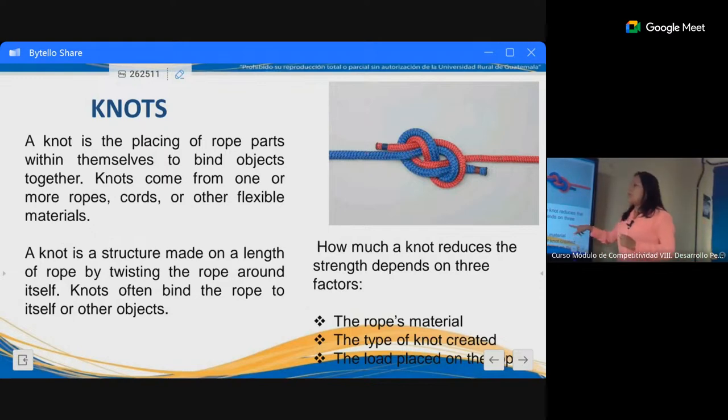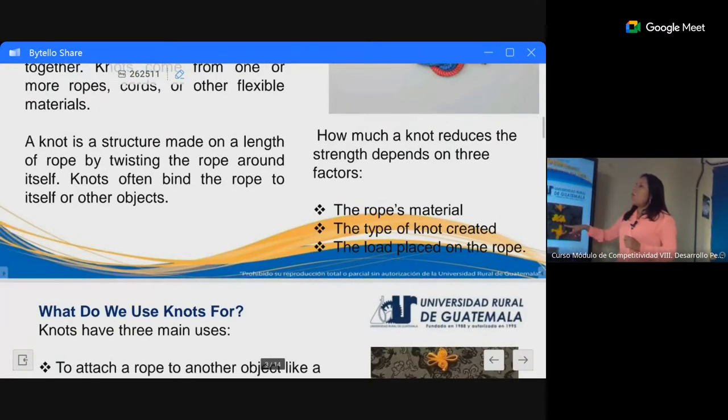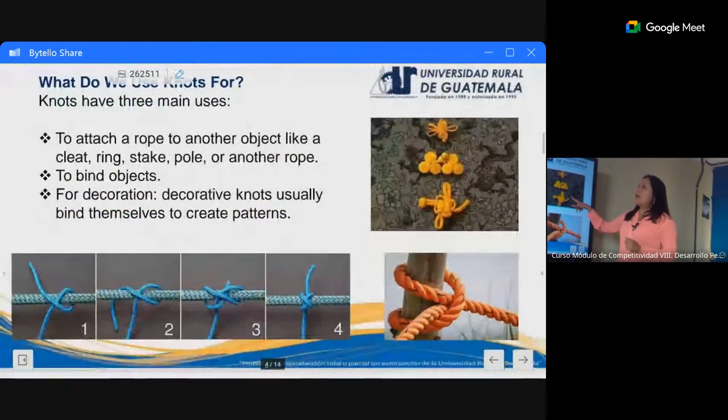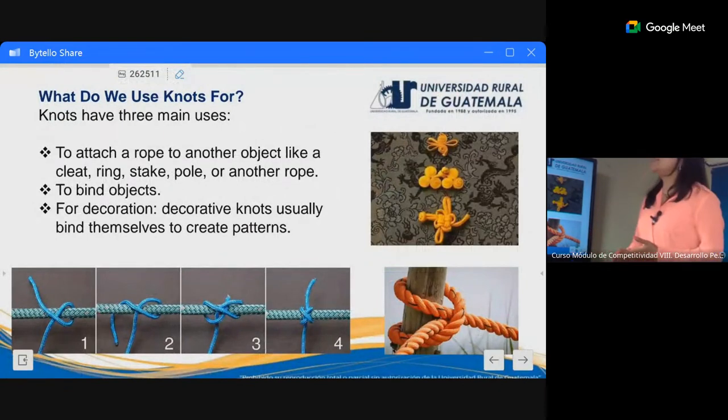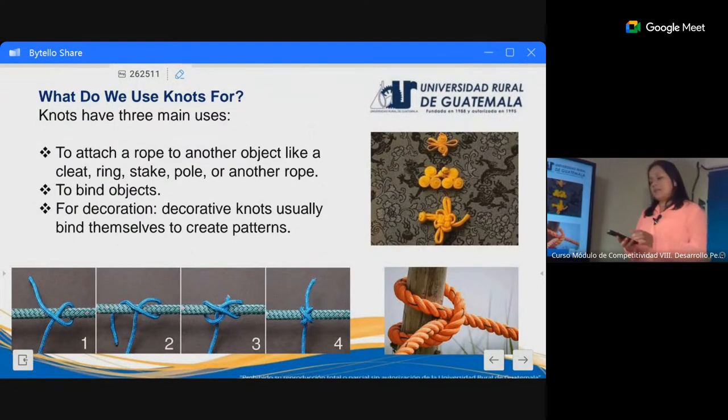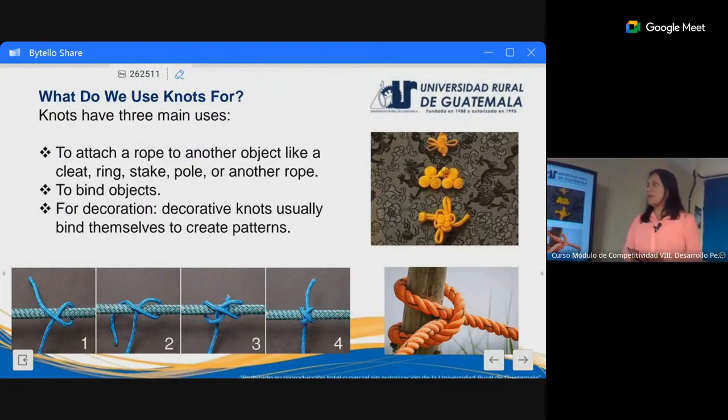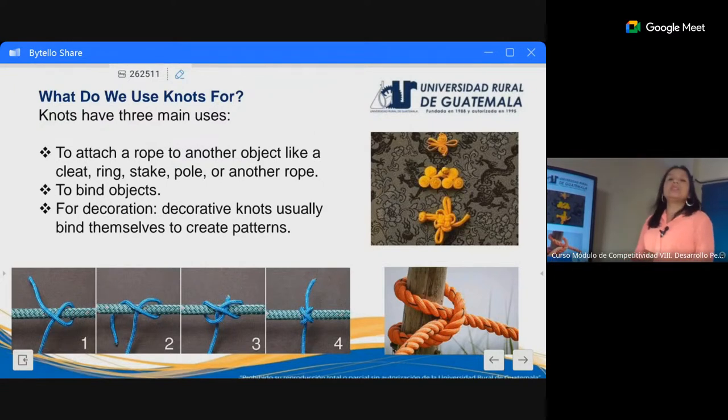Okay, so here, what do we use knots for? What are the most common uses that we give to knots? Here it says that knots have three main uses. We can use them for a lot of things. Let's read the most common uses.